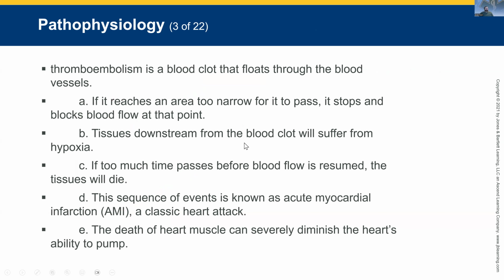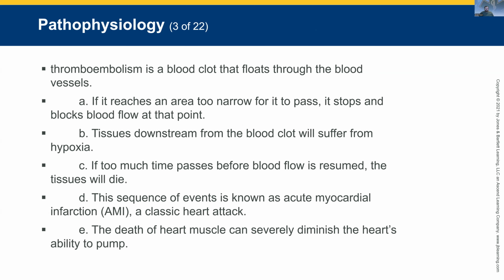Thrombosis. A thrombus embolism is a blood clot that floats through the blood vessel. If it reaches an area too narrow to pass, it stops and blocks blood flow at that point. Tissues downstream from the blood clot will suffer from hypoxia. If too much time passes before blood flow resumes, the tissue will die. This sequence of events is known as an acute myocardial infarction. It's a classic heart attack.